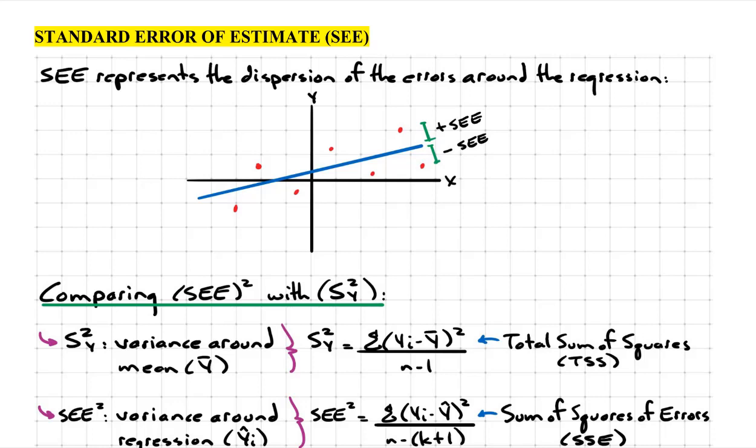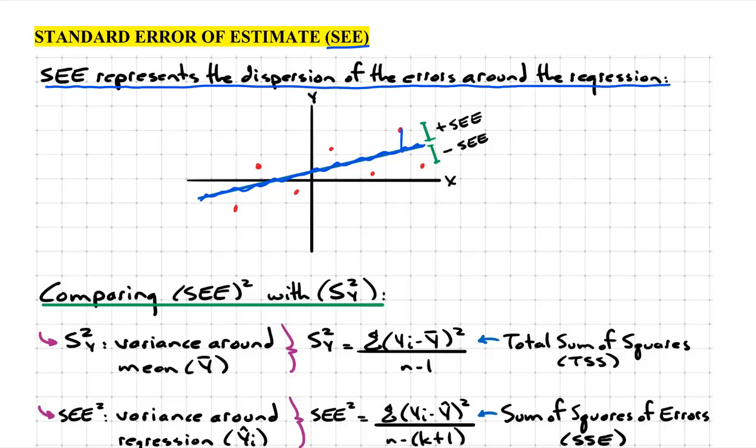Standard error of estimate, or SEE. Standard error of estimate represents the dispersion of the errors around the regression line. So the blue line here is our regression line itself, but you can see that the regression line simply cuts through the observations. Therefore, there's bound to be errors.